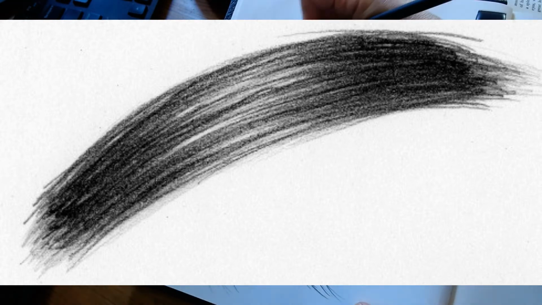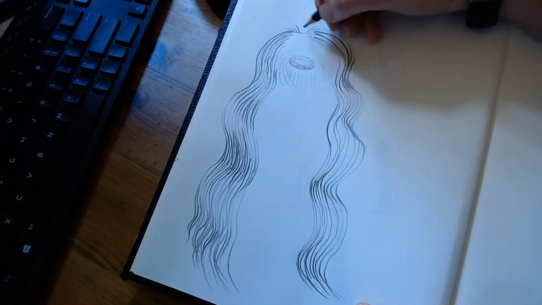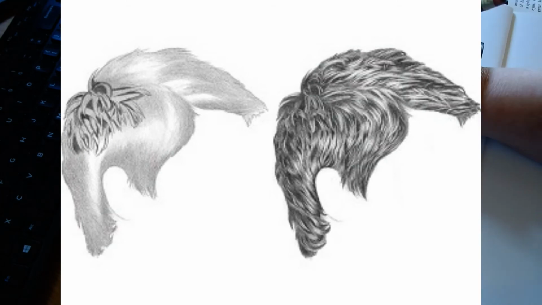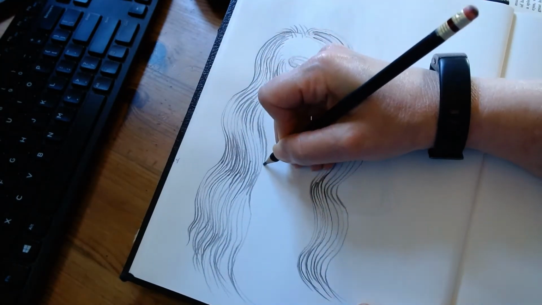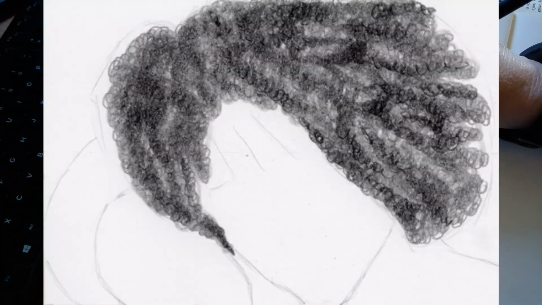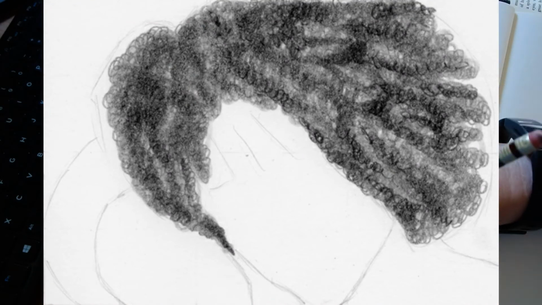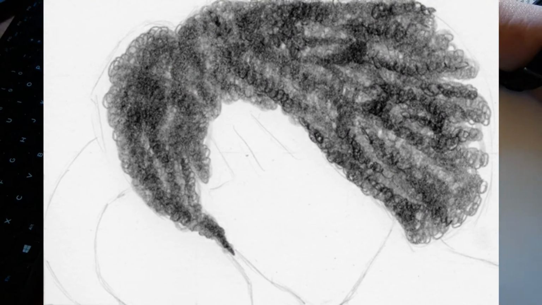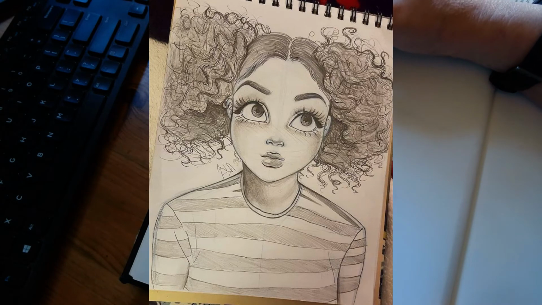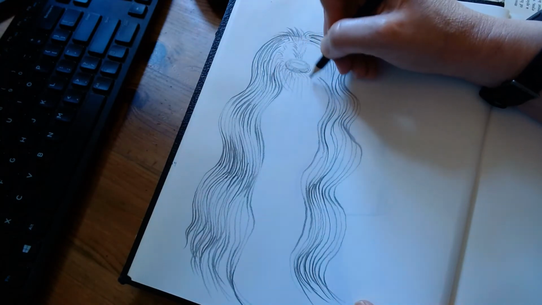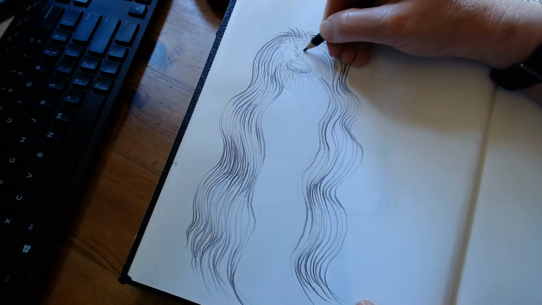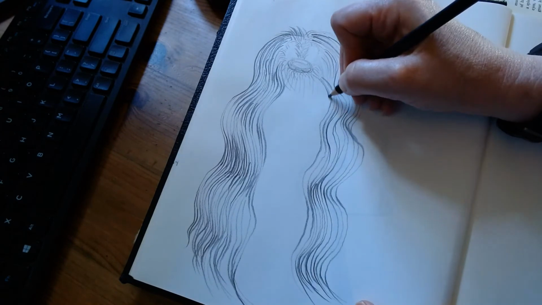You can change the pressure, and you can also use an eraser to take away some of the darker areas and to create highlights. So there's all kinds of hair you can draw, all different types, depending on how you're moving your hand, what kind of line you're creating. You don't have to repeat the exact same line over and over. Like here, I'm adding some short lines around the eyes and the nose.